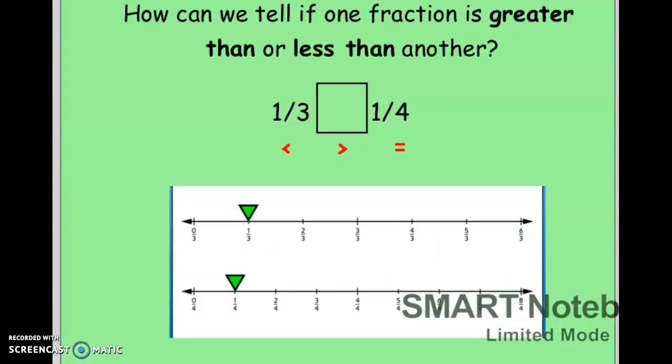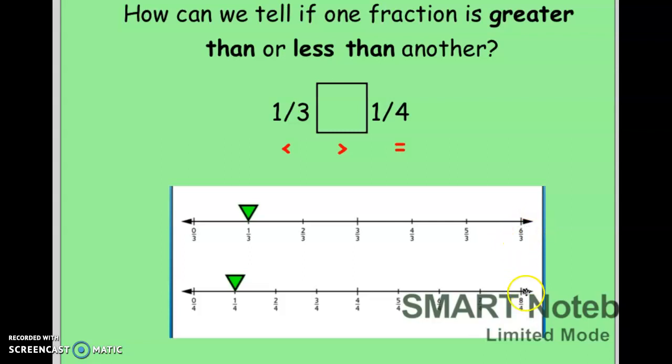Let's practice. How can we tell if one fraction is greater than or less than another fraction? 1/3 is what compared to 1/4? Here are my two number lines. One is thirds, one is fourths. Here is 3/3 and 4/4. This is where 1 would be marked as our benchmark on each number line.